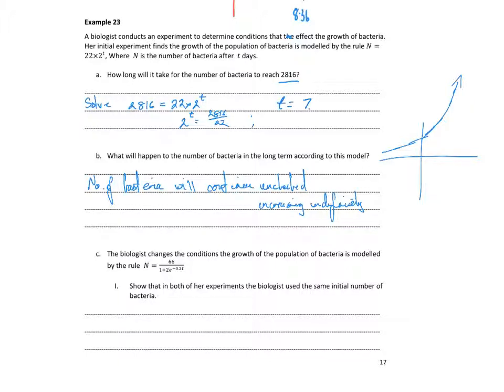Righto, the biologist changes the conditions. The growth of population is modelled by the rule N equals 66 over 1 plus 2e to the negative 0.2t. Show that in both of her experiments, the biologist used the same initial number of bacteria.